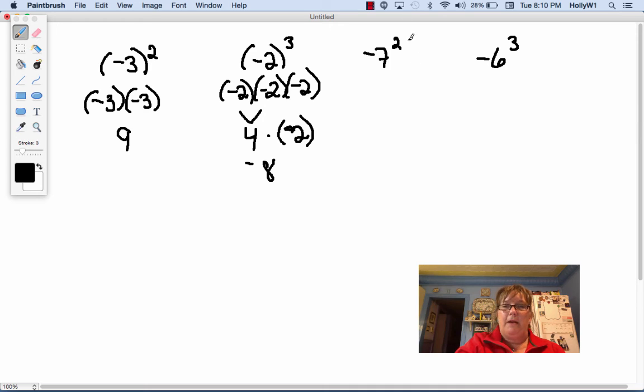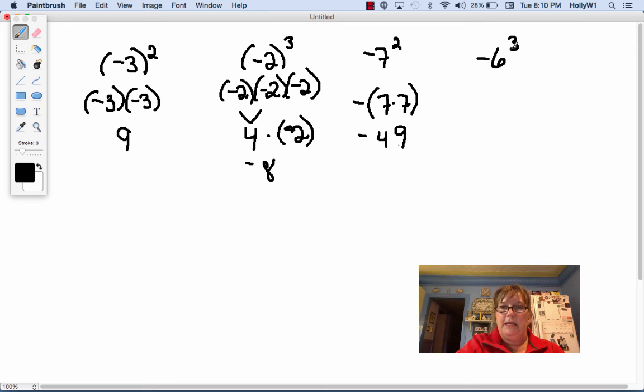Now here's where it might have gotten a little bit tricky. The negative sign is not squared. So it's 7 times 7, and that gives us negative 42. Sorry, negative 49. I don't know what happened to my brain there. I'll just say it's late at night. Sorry, 7 times 7 is 49, so negative 49.